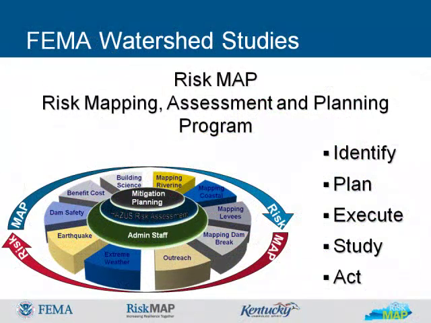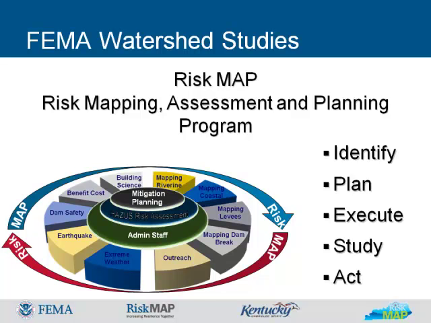FEMA's Risk Mapping Assessment and Planning Program, also known as RiskMAP, is taking a watershed approach to develop the non-regulatory products, the Flood Risk Report, Flood Risk Database, and Flood Risk Map, and the regulatory products including the Flood Insurance Rate Maps, Flood Insurance Study, and Flood Database. The goal for these products and data sets is for state and local officials to take actions that lead to flood risk reductions, sometimes referred to as mitigation.